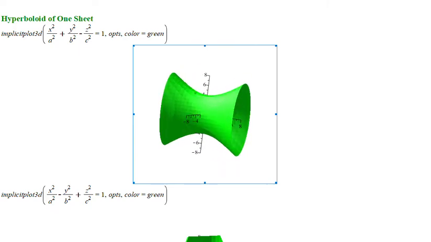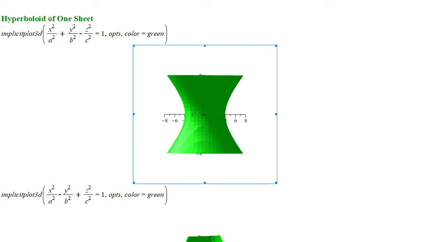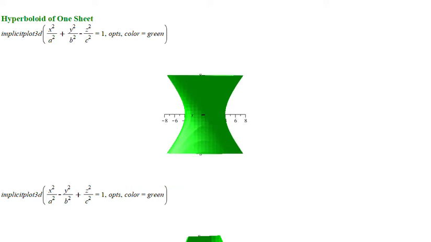The next one we want to look at is called a hyperboloid of one sheet. Now, when you see the following one, which is the hyperboloid of two sheets, you'll understand why it's called one sheet. You'll notice the entire surface, you can get from one point on the surface to another by staying on the surface. So it's all one continuous, complete surface.